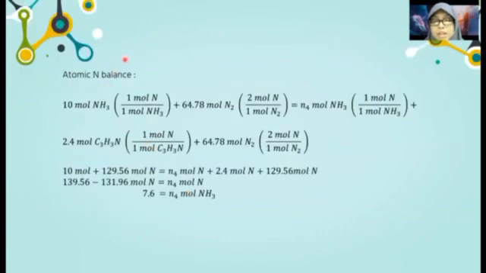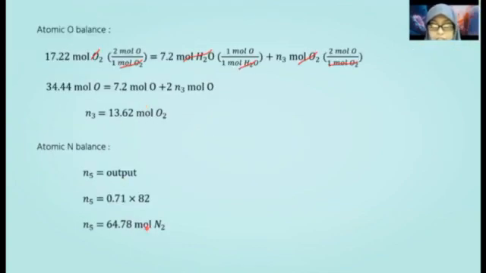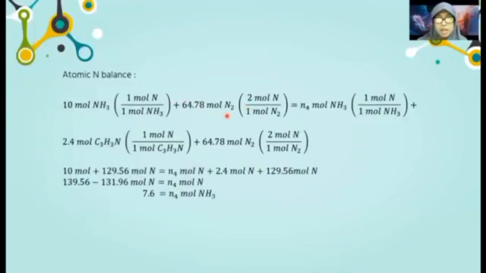Untuk atomic N balance pula, input kita tulis pada bahagian ini dan pada bahagian ini ada bahagian output. So kita tulis 10 mol NH3 kita dapat daripada soalan dan dengan 1 mol NH3 per dengan 1 mol N. Mana kita dapat 1 mol N ni sebab dia ada 1 mol atom N. Tambah dengan 64.78 mol N2. 64.78 ni kita dapat daripada yang ini kita dah kira, so kita just masukkan. Itu darab dengan 1 mol N2 per dengan 2 mol N. 2 mol N sebab ada 2 mol atom.